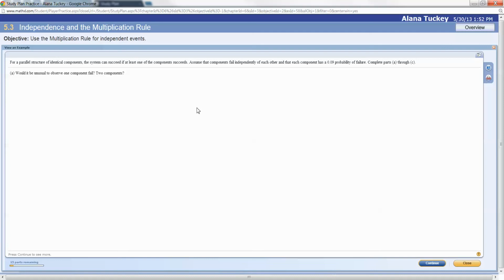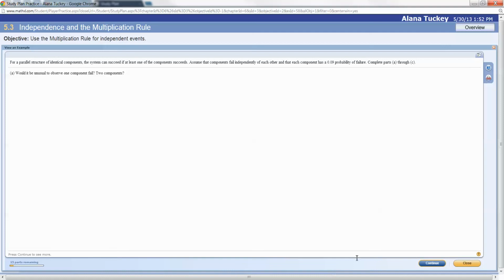So assume the components fail independently of each other, and that each component has a 0.09 probability of failure. For example, with the Christmas lights, each light bulb is independent of each other, and there's a 0.09 probability of failure. Would it be unusual to observe one component fail, one light bulb go out? There's a 0.09 chance of failing, so that's not unusual at all. Remember, unusual is 5% or less.